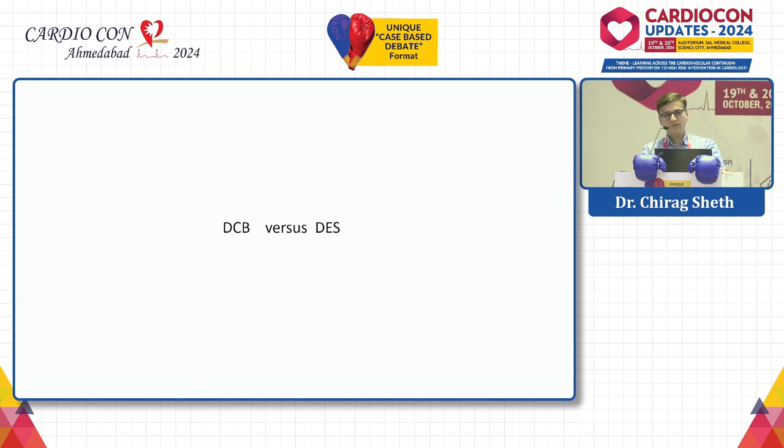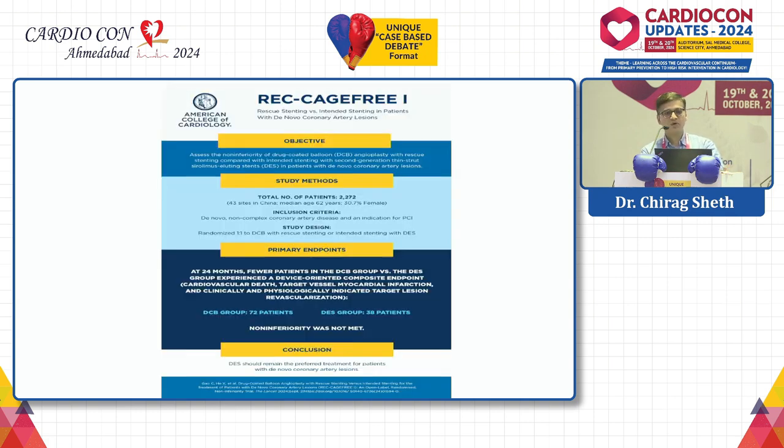If we see the data from DCB versus DES, a recently published REC-CAGEFREE 1 trial has shown that in non-complex de novo lesions, the DCB arm could not achieve the level of non-inferiority, and therefore they discouraged use of DCB in non-complex de novo lesions, and drug-eluting stents are preferred.